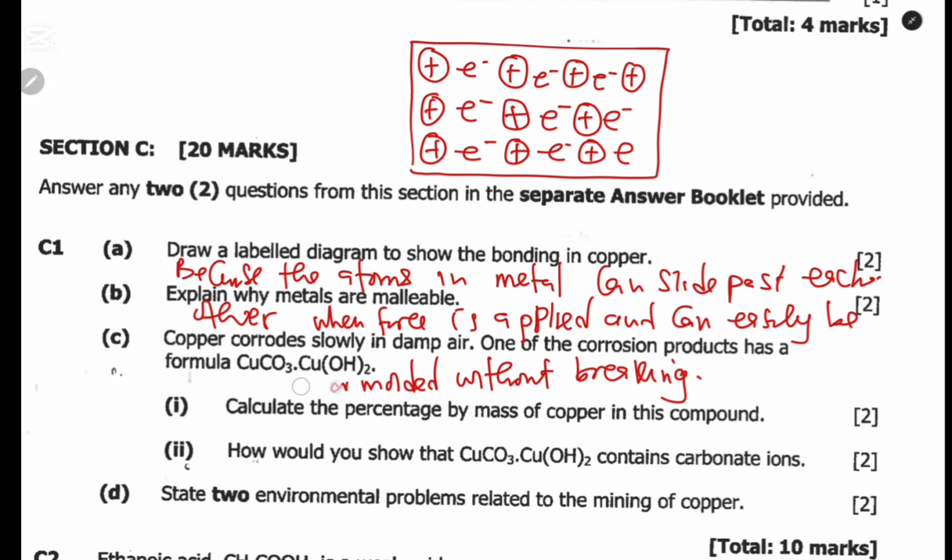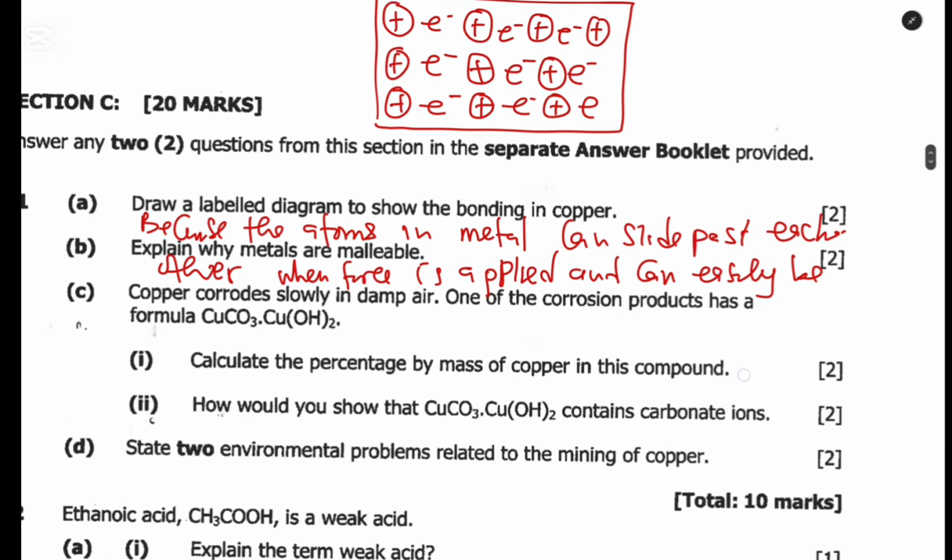Then for C, let me just remove this. Like I said, the space here is not enough, so I'll be erasing the answers, so make sure that you write them. Copper corrodes slowly in damp air. One of the corrosion products has the following formula. As you can see the formula, calculate the percentage by mass of copper in the compound.